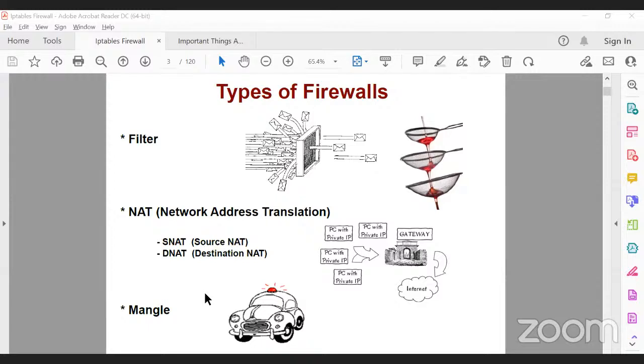When we talk about the IP tables firewall, when you implement it, it gives you the facility of filtering, it gives you the facility of NAT, and it gives you the facility of Mangle. That means once you have chosen IP tables as your firewall, filtering is available, NAT is also available.